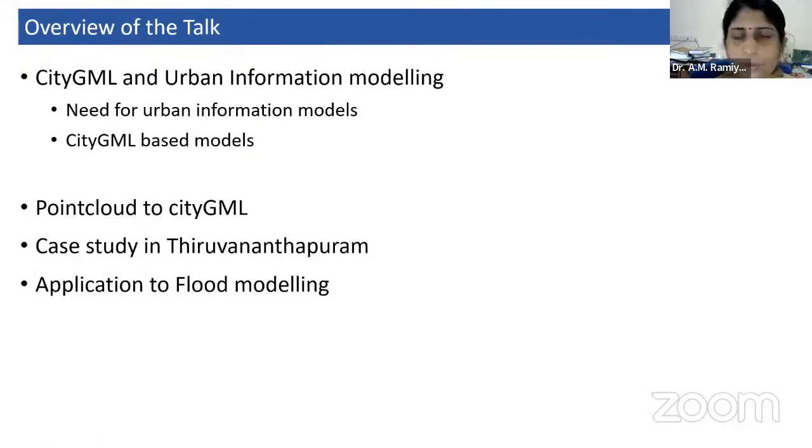So this is the overview of the talk. I'm going to talk on what is CityGML and why it is needed, and brief on urban information modeling and how we can derive the CityGML from LiDAR point cloud data. And I'll discuss the case study that we have carried out in Thiruvananthapuram and its application to flood modeling.